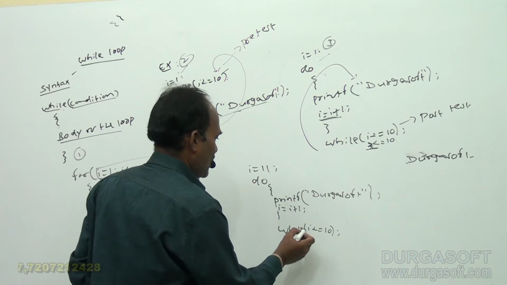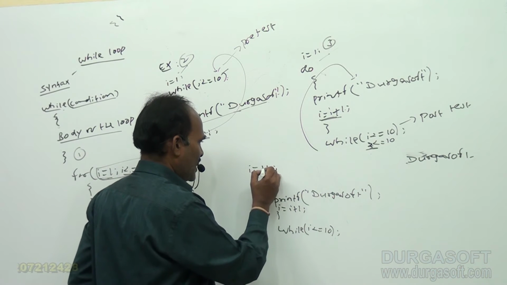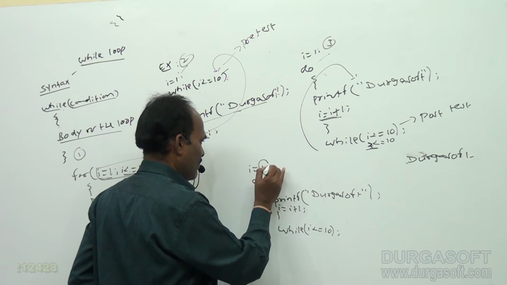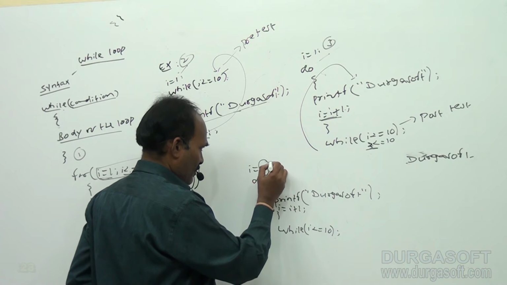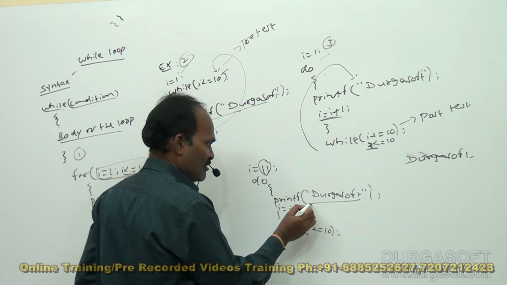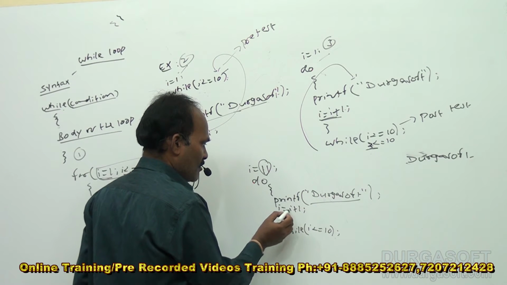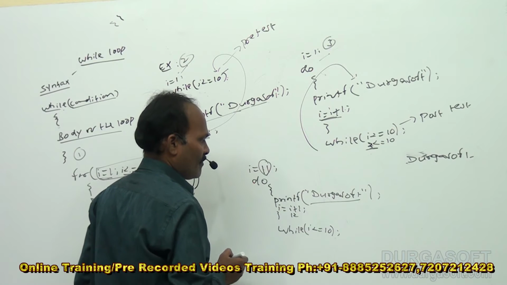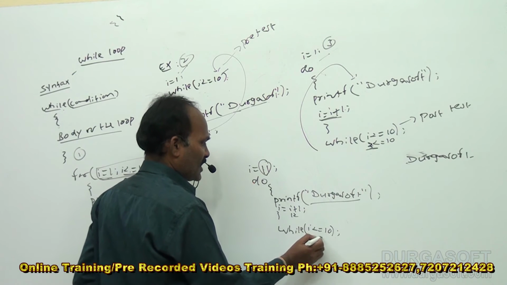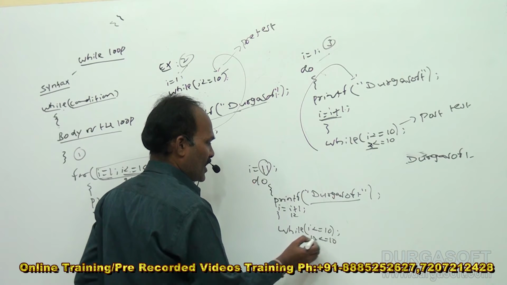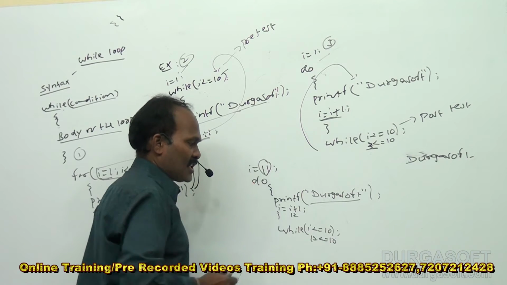So here, while i is less than or equal to 10, what happens? Initially the i value is 11. When it is 11, without checking any condition, the DURGASOFT message will be printed. After that, i = i + 1 means i becomes 12. For 12, it is going to check the condition, whether 12 is less than or equal to 10.